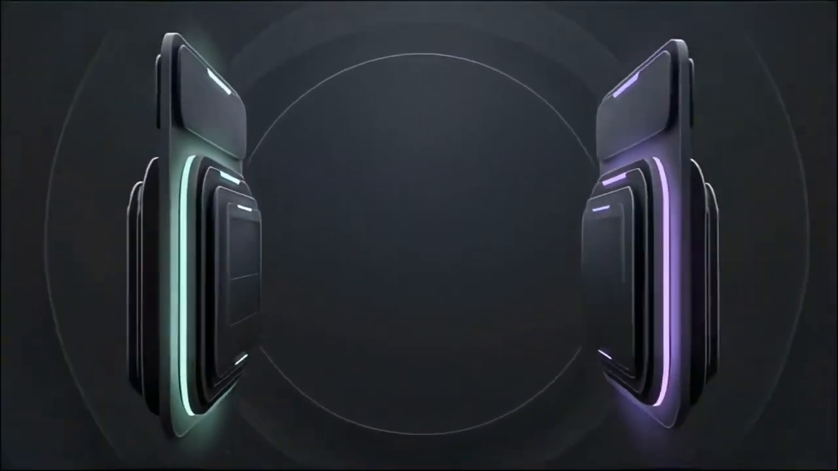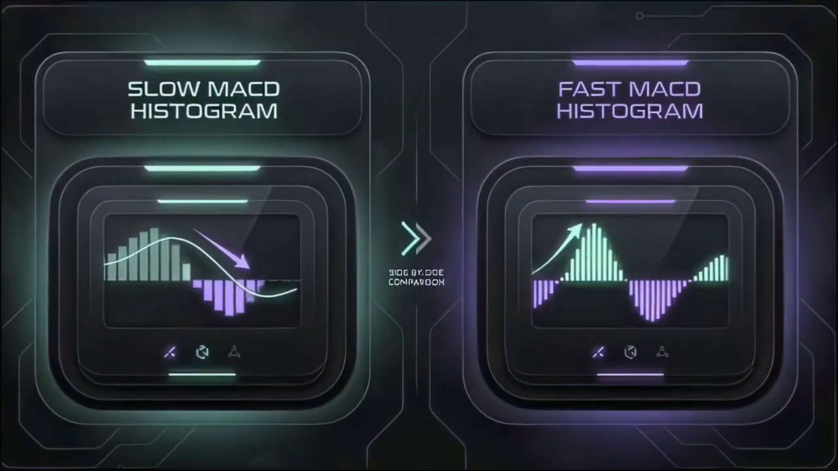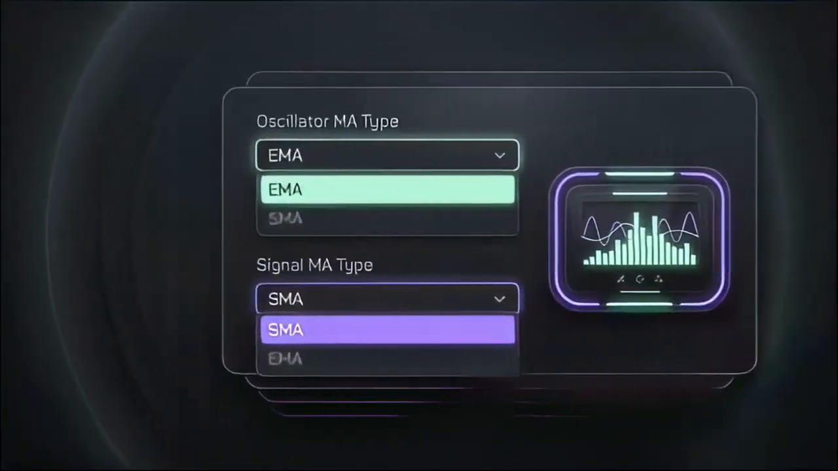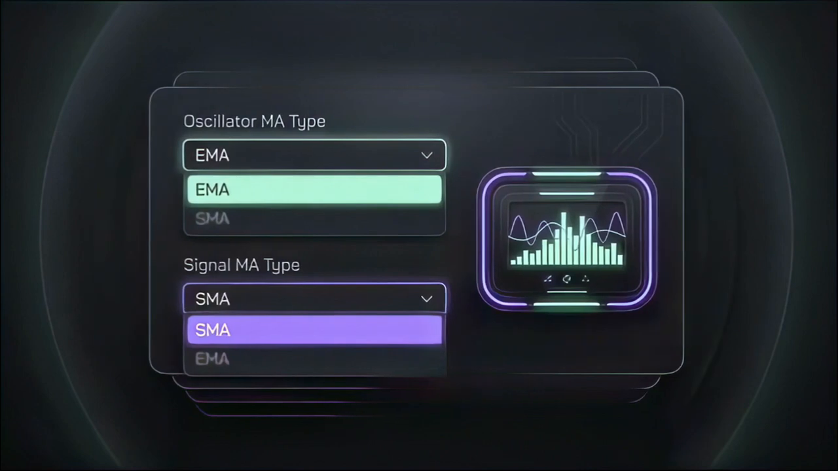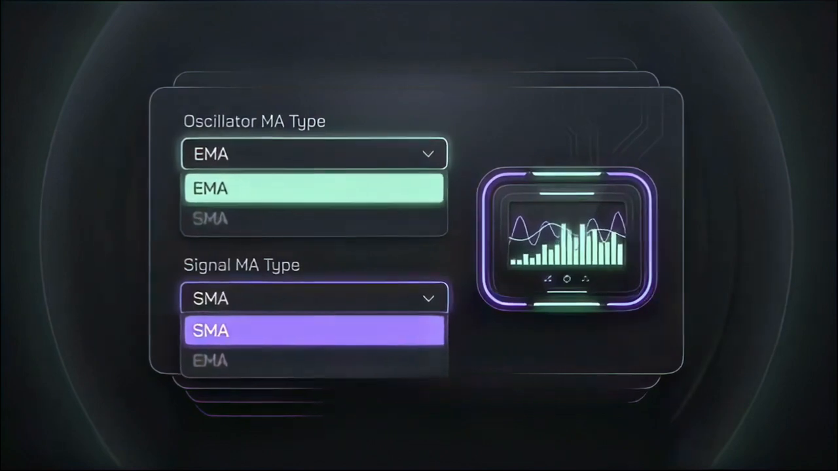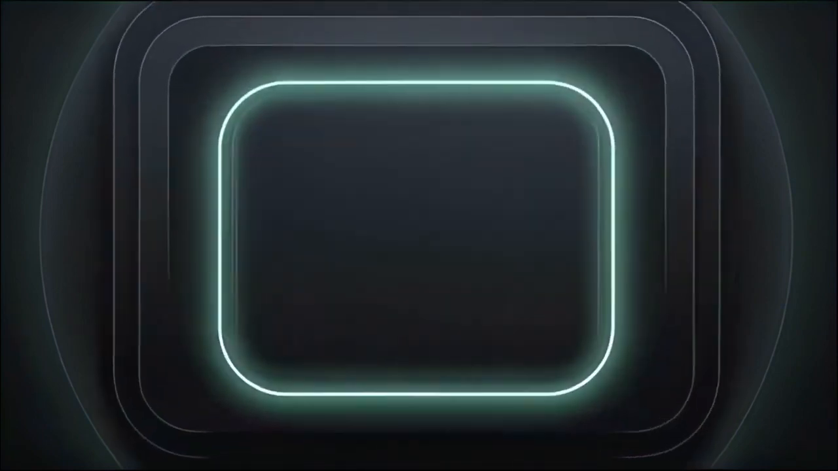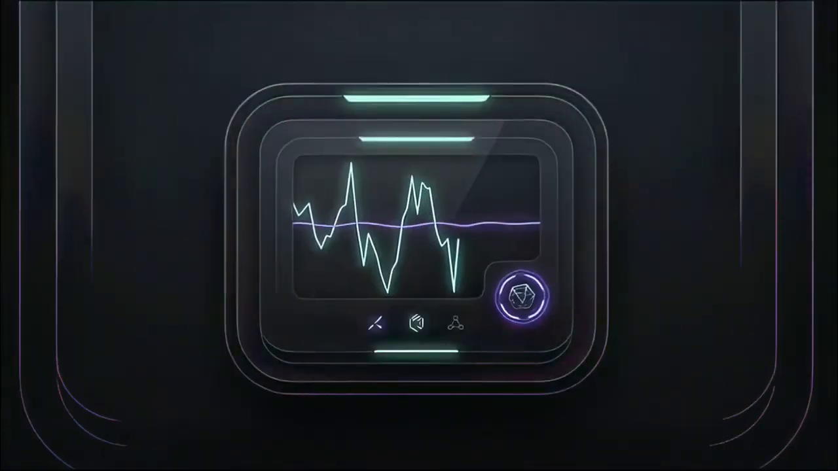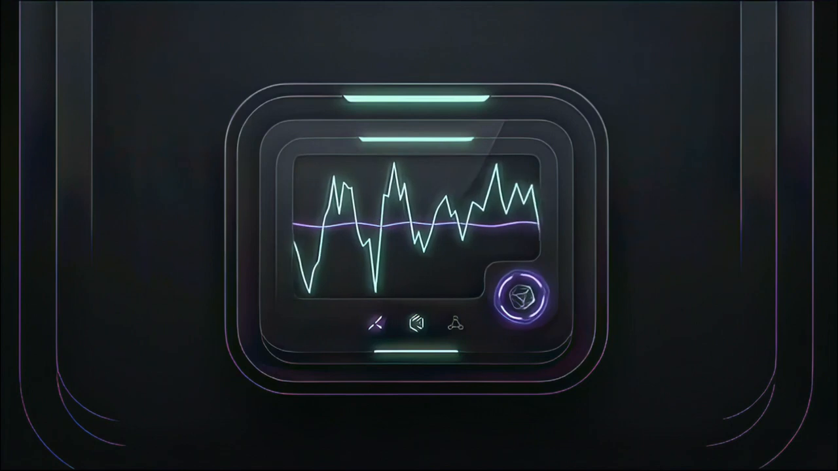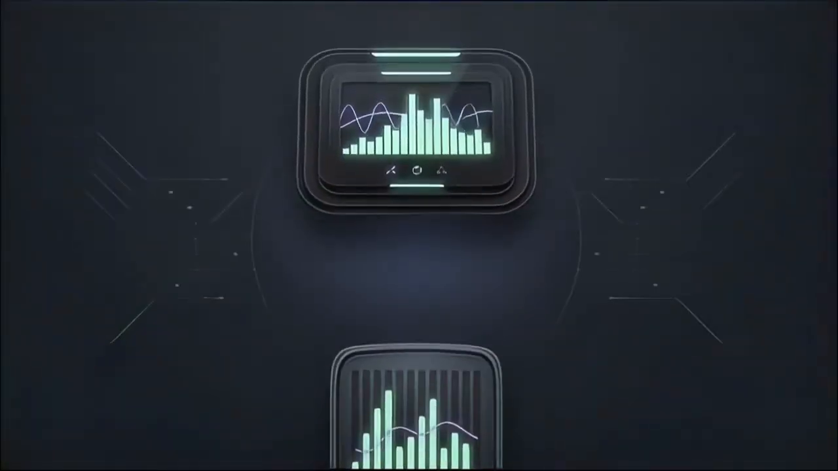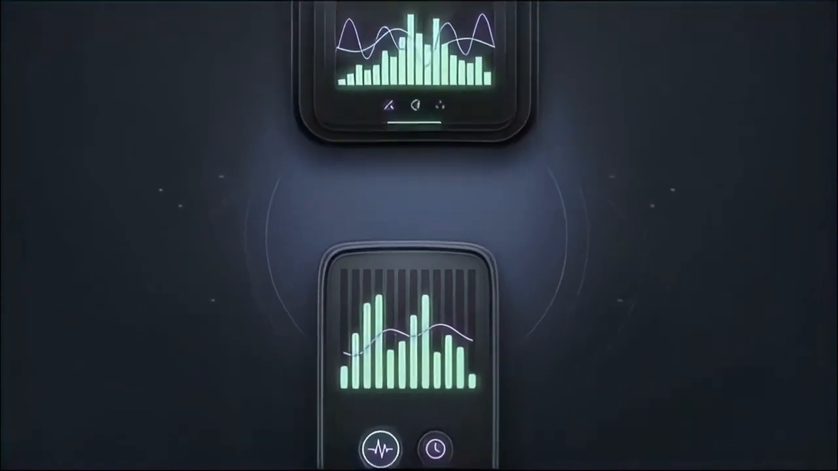Those tighter lengths matter on a 5-minute chart because the standard settings react so slowly that the breakout is already over by the time the histogram confirms it. Then go into the 2 drop-downs underneath and set the oscillator moving average type to exponential and the signal moving average type to simple. The exponential oscillator reacts fast to the breakout, while the simple signal line refuses to flip on a single aggressive candle, so you get a quick trigger that still filters out the noise.